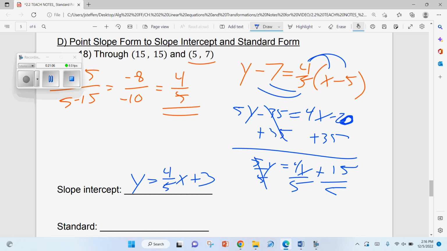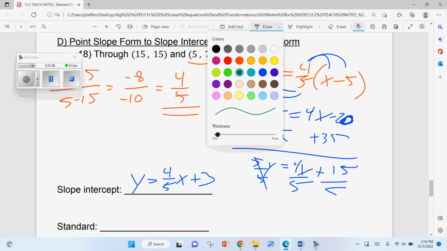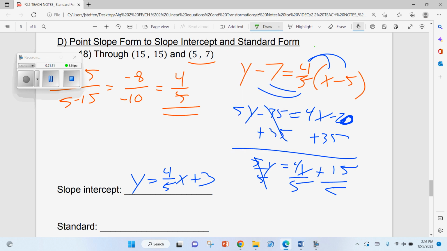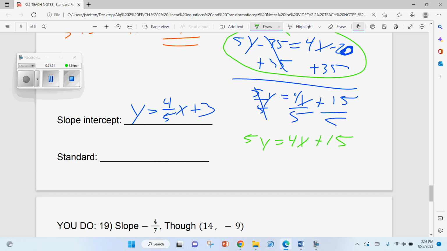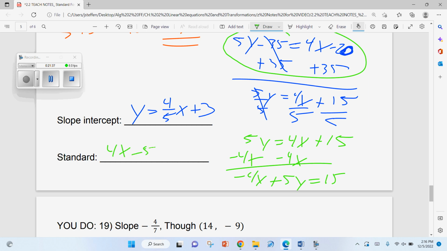For standard form, you do the exact same thing. You start, everything's the same. The only difference is in this step right here. Actually, this whole thing. You still add the 35 to both sides, so you still have 5y is equal to 4x plus 15, if you will. The only difference is now, rather than dividing by 5, I get that 4x to the other side. So you have negative 4x plus 5y is equal to 15. Divide everything by negative 1 to get rid of that negative in front. So we have 4x minus 5y is equal to negative 15.